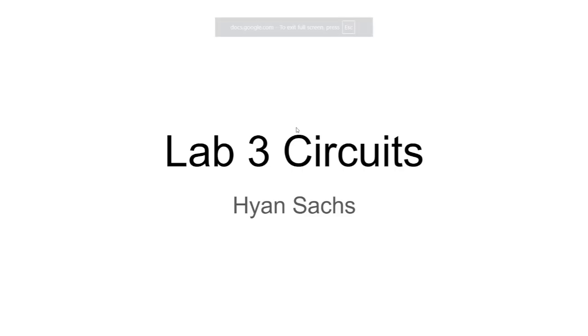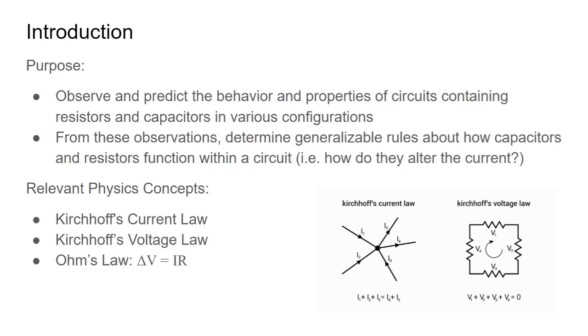This is lab number 3 for Physics 2, Circuits. The purpose of this lab was to observe and predict the behavior and properties of circuits containing resistors and capacitors in various configurations. From these observations, we could determine generalizable rules about how capacitors and resistors function within a circuit and how they alter the current.